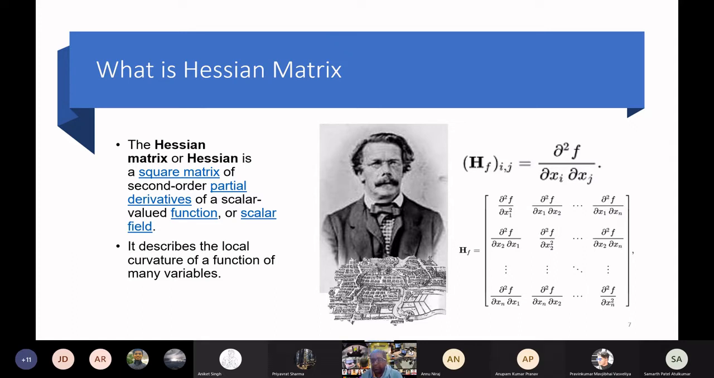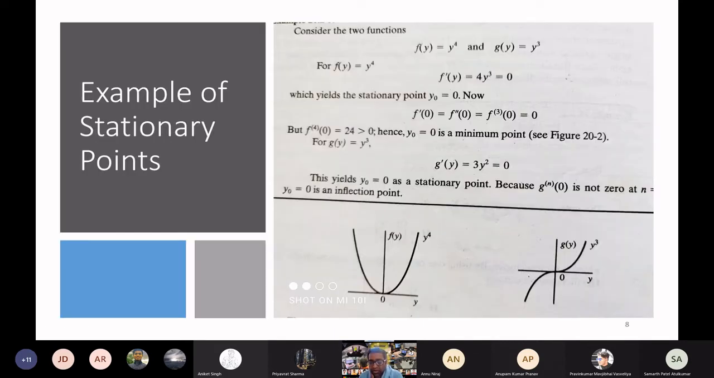So this is one particular example: this is a 4th order polynomial and this is a 3rd order polynomial. Although the third theorem may look complicated, if you just follow it, or keep on differentiating the function up to its highest degree, it will be pretty easy to see. And here you can see that the 4th order polynomial has a minimum at y equal to 0, while the 3rd order polynomial has a stationary point, but this is neither a maximum nor a minimum, rather it is an inflection point.